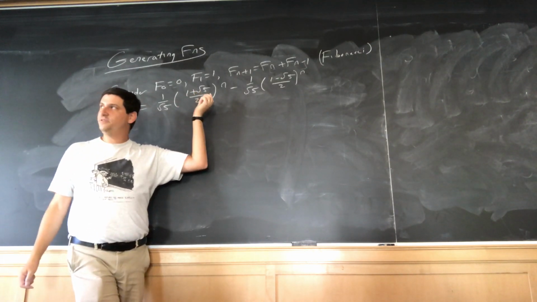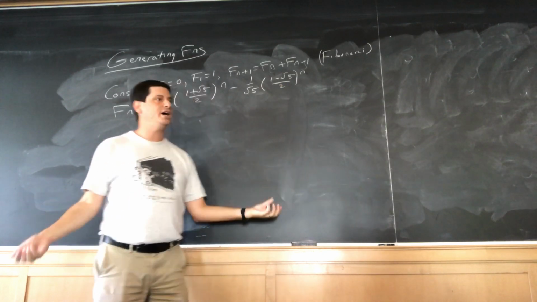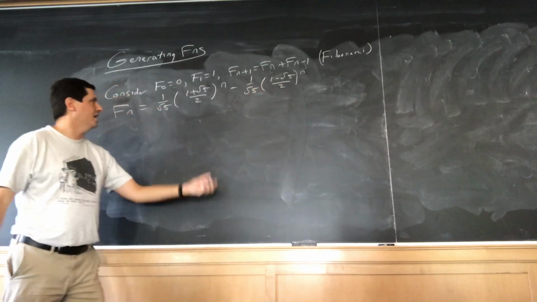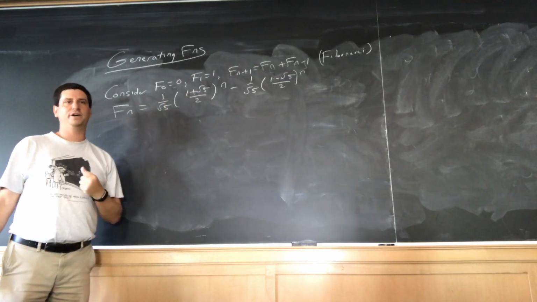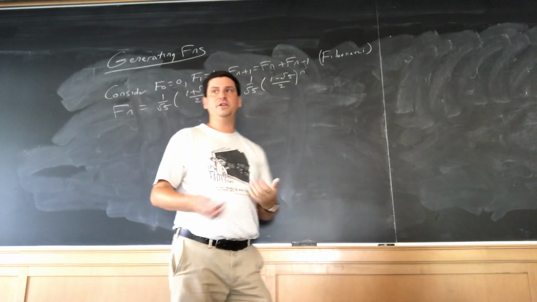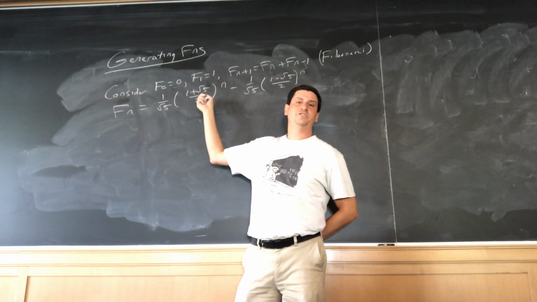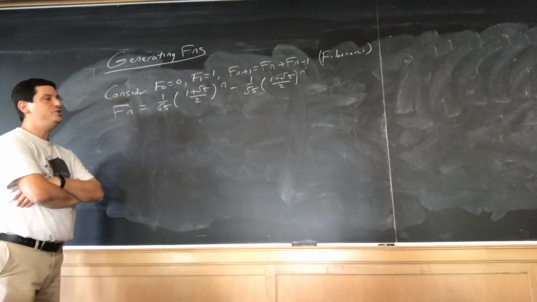It's greater than 1 in absolute value. This is less than 1 in absolute value. So as n gets very, very large, this becomes negligible. The nth Fibonacci number is approximately the golden mean to the n divided by root 5. If you want to then estimate it, just find whatever the closest integer is to that, and you'll have your Fibonacci number. There are many ways you can prove this.